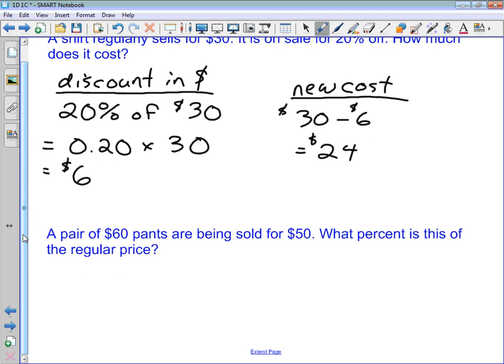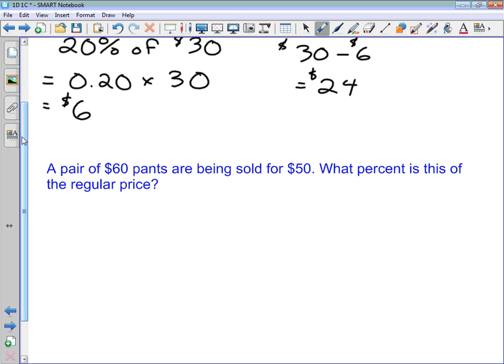All right, final question here. A pair of $60 pants are being sold for $50. What percent is this of the regular price? So this is the other type of question. We have two numbers, 50 and 60, and we want to express this as a percent. So we got to set up that fraction. Now, is this fraction going to be 60 over 50? Is it going to be 50 over 60? What do you think? Ashley? 50 over 60. Yeah. So we take our 50 over 60 because it's $50 out of the original 60. And we're going to convert this into a percent.